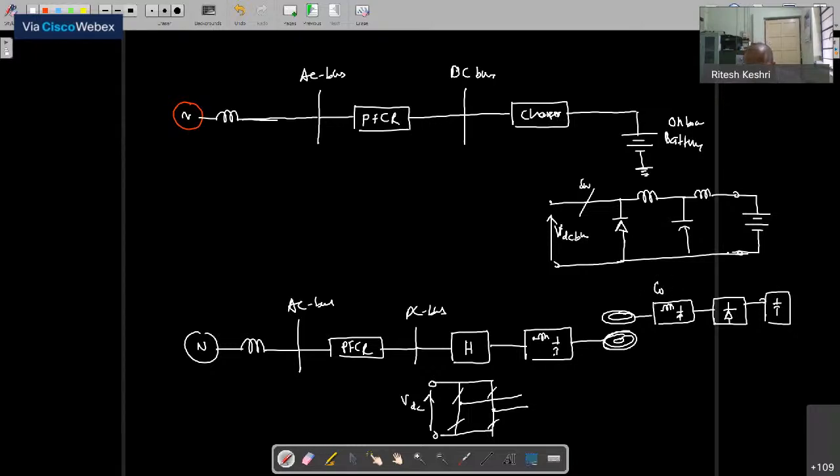So we are looking at a compensating circuit here, and here also a compensating circuit. And then this is connected to the onboard battery. So in this arrangement you can see there is no physical connection between the onboard battery and the grid. So this is the case of wireless charging.